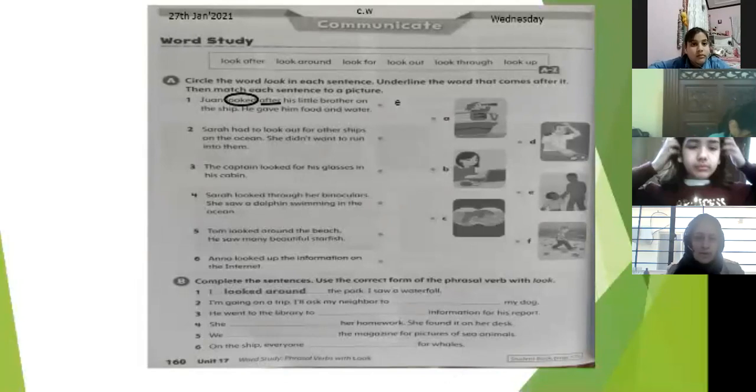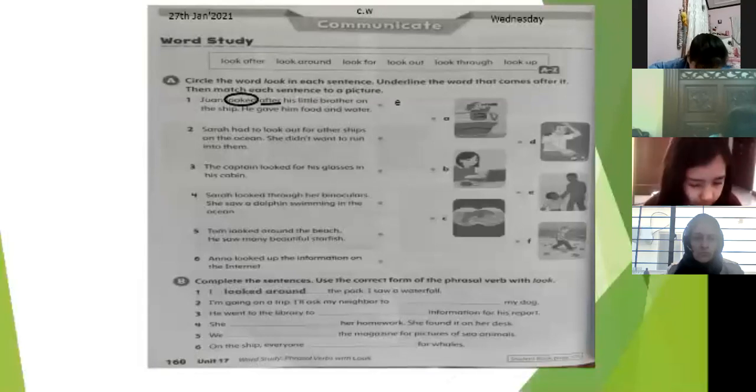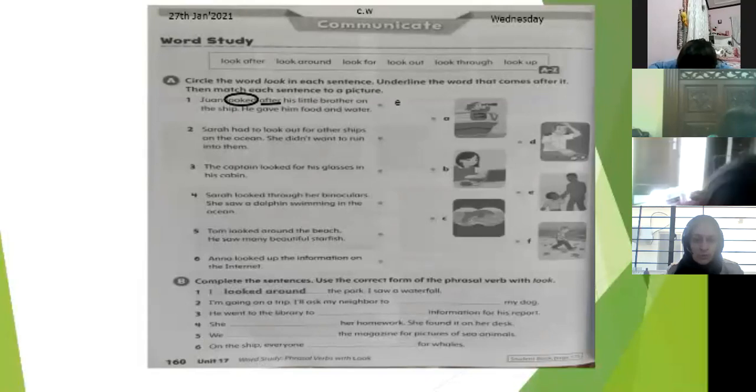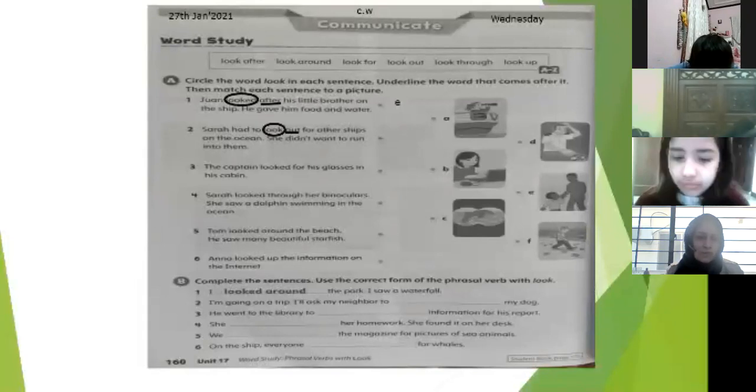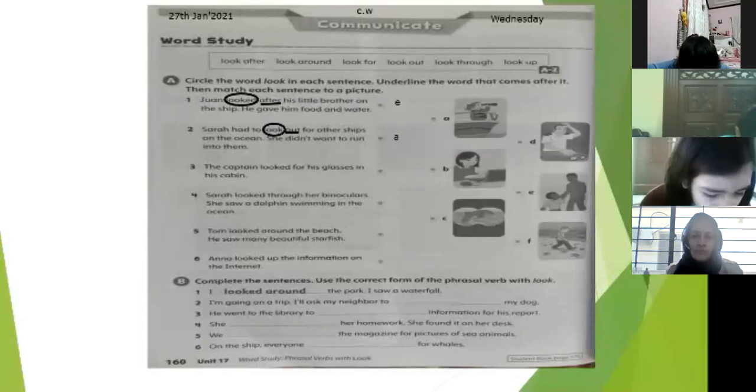Okay. Sarah had to look out for other ships on the ocean. She didn't want to run into them. So first of all, please, you need to circle the word look, and you have to underline the word out. Okay. Now you have to see which one it is matching with. It is matching with, which one? A, very good. So write A in front of the sentence, okay?